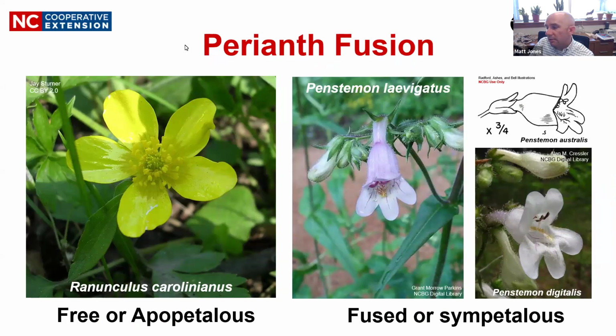Different parts of flowers can be fused together in different ways that have some descriptions. So, for example, petals, if they are not fused together, are said to be free petals or apopetalous. But if petals are fused together in a tube, like you see on these penstemon, they are said to be fused or sympetalous.